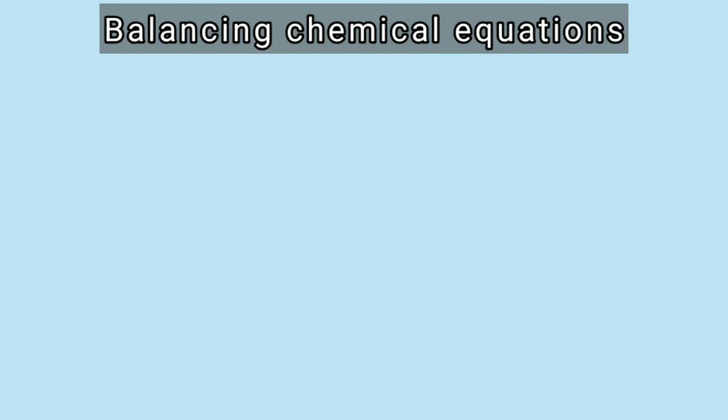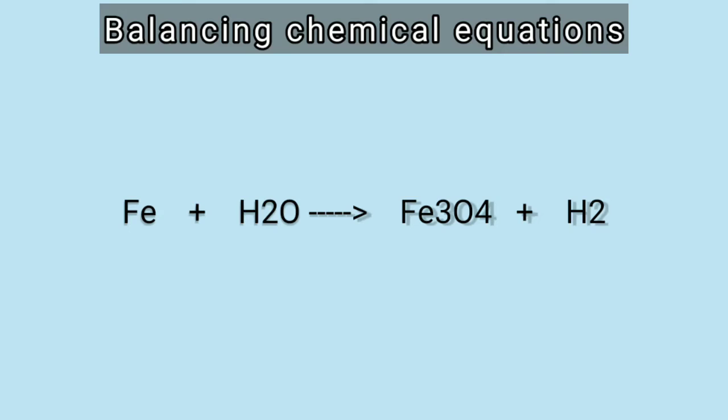Next equation is iron reacts with water to form ferric oxide and hydrogen gas. We have 3 iron atoms on right side and 1 on left side. That we will balance by writing 3 as a coefficient of iron on left side. We have 4 oxygen on right side and 1 on left side. That we will balance by writing 4 as a coefficient of water on left side.